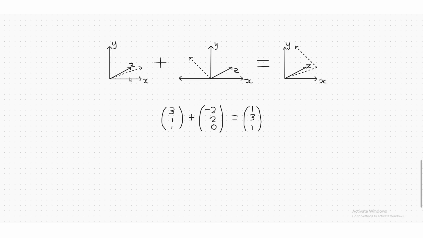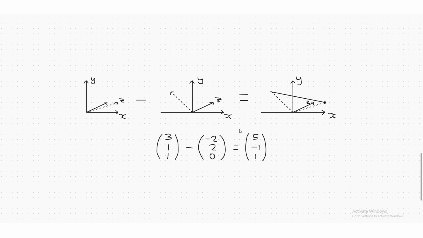So for example, if this one has 3 of the x basis vector, and this has -2, our resulting vector will have 3 minus 2, which is 1 of the x basis vector. If the first has 1 of the y, and the second has 2 of the y, the resulting will have 3 of the y, and likewise with the z.